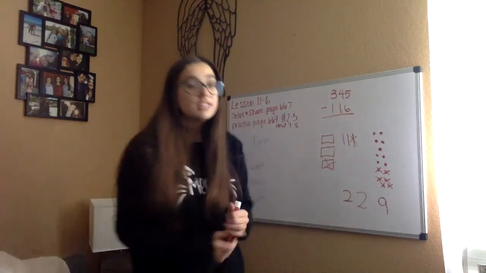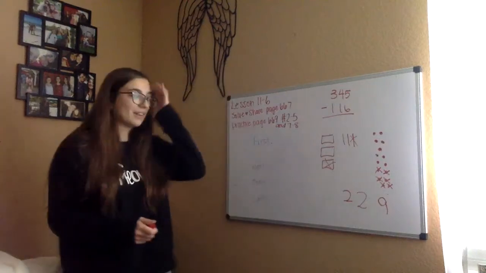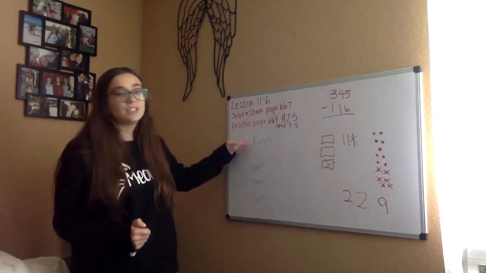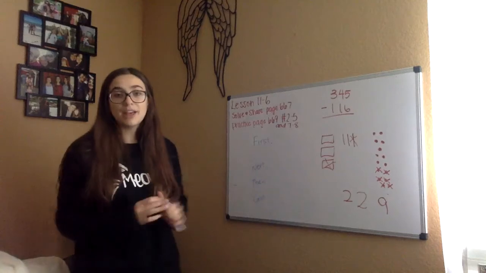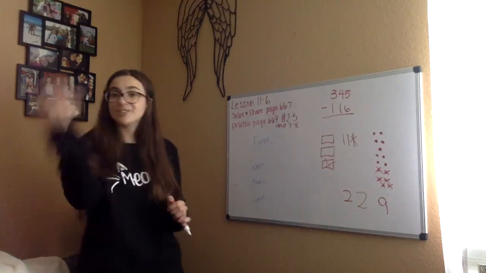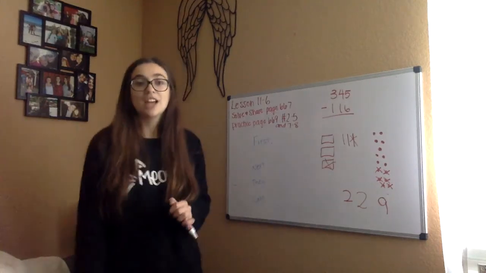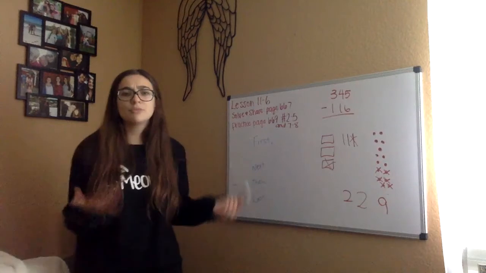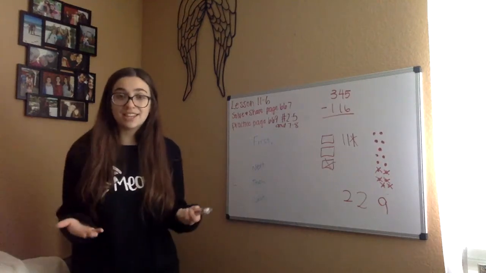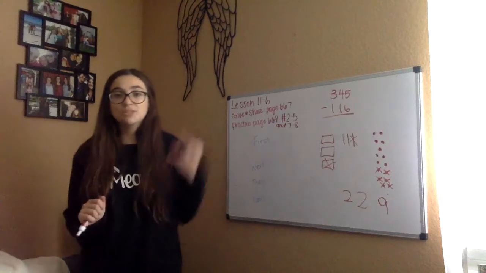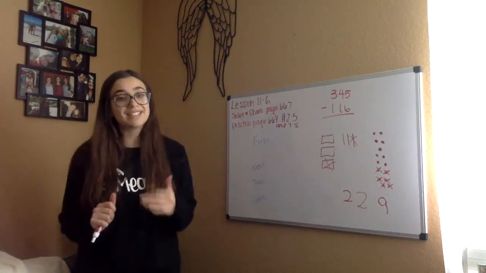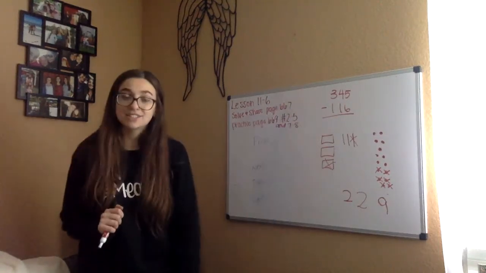So, some ways that you can get better at writing math explanations is using first, next, then, and last. This will help me as your reader, or your teacher as the reader of your explanation, understand what you mean and the steps you took to get your answer. When you're explaining how you did a math problem, the person reading it should be able to follow those steps and get the same exact answer that you got.